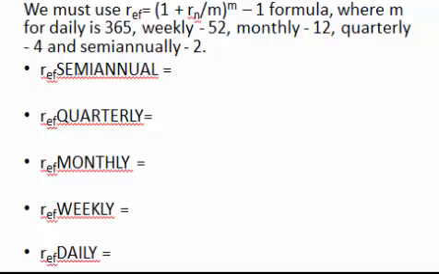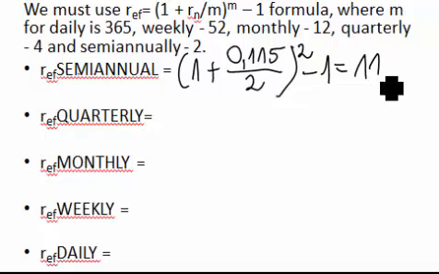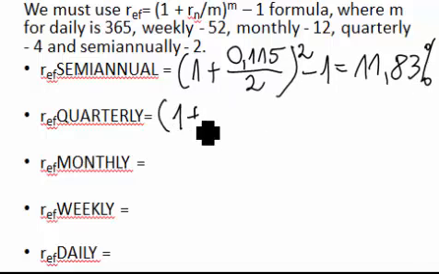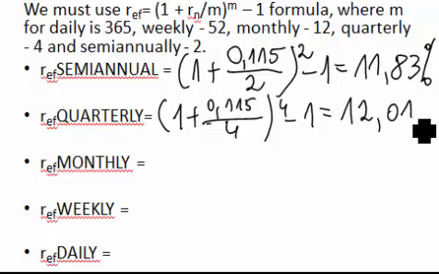So our effective annual interest rate for semi-annual capitalization equals 1 plus interest rate divided by 2, raised to the power of 2, minus 1 equals 11.83%. Our effective annual interest rate for quarterly capitalization equals 1 plus interest rate divided by 4, raised to the power of 4, minus 1 equals 12.01%.